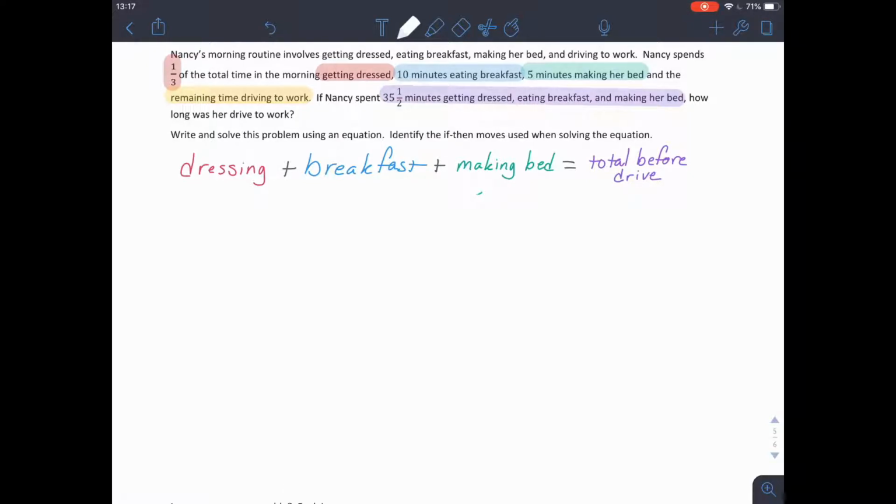If Nancy spends 35.5 minutes getting dressed, eating breakfast, and making her bed, how long was her drive to work? Write and solve this problem using an equation. Identify the if-then moves used when solving the equation.